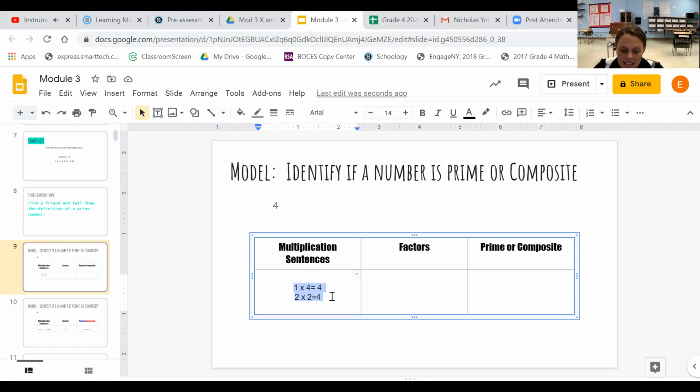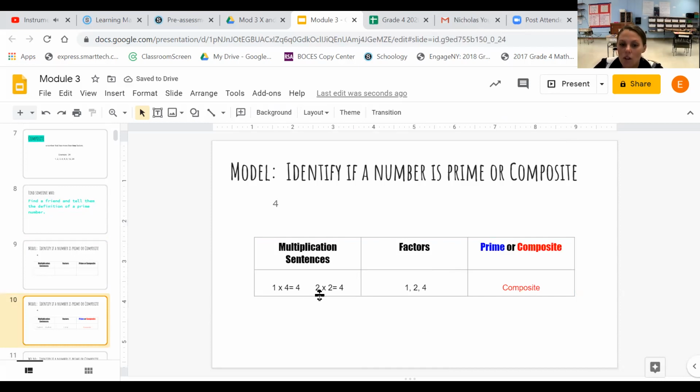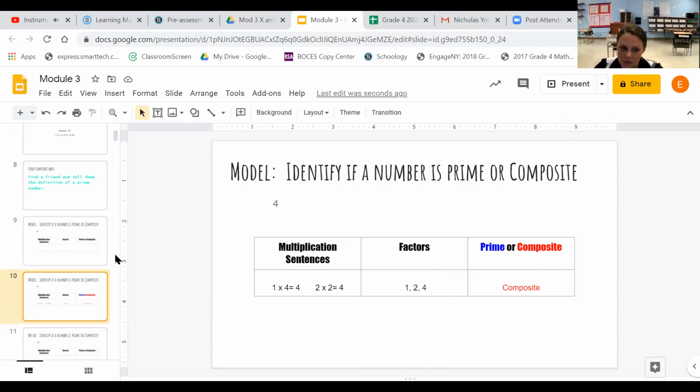Now, because I see that there's more than just 1 and me, there's actually another factor, I can figure something out. So let's list our factors. We have 1, 2, and 4. I don't have to write 2 twice because it's the same thing. So I know it has 1, 2, 3 factors, which is definitely more than 1 and me. So I know this is a composite number. Okay? 4 is a composite number. So we had our multiplication sentences, our factors, then we could identify.